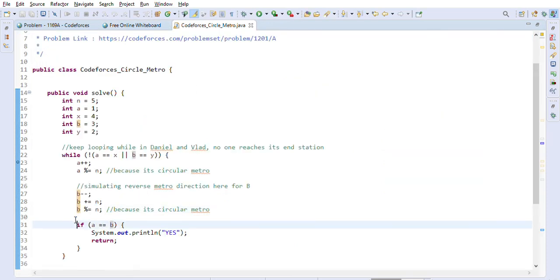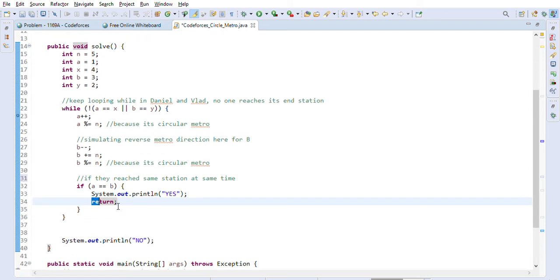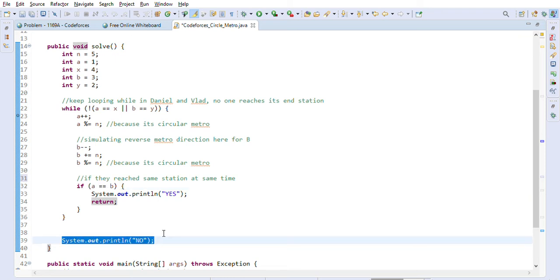And we will always keep checking if a is equal to b. Means if they reached the same station at the same time, then we will just output yes and return. Otherwise we will keep looping in the while loop. At the end, if we don't find any a equal to b, we will just simply write no, meaning they will never meet at one station at the same time.